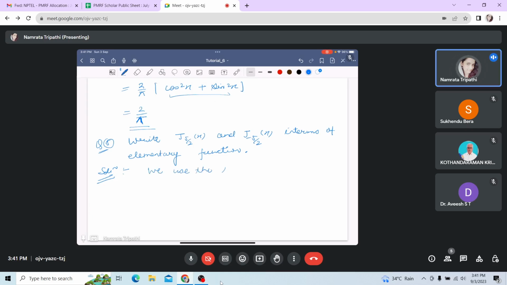We use the recurrence relation. Which recurrence relation will we use? Is it Jn minus 1 of x plus Jn plus 1 of x is equal to 2n by x into Jn of x? Yes, the same recurrence relation which we have already used. So Zn plus 1 of x is equals to 2n upon x Zn of x. Can anyone tell me what elementary functions are?